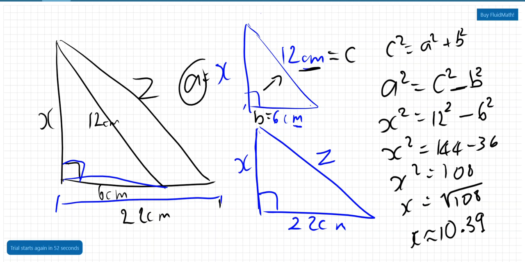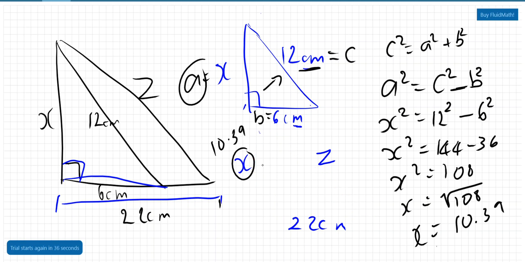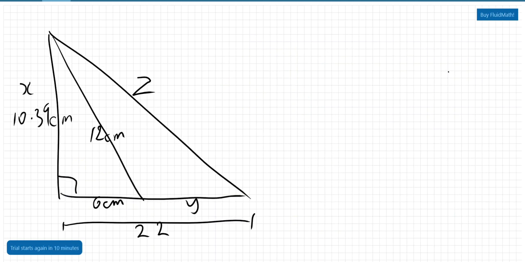And now that we have the x value, x over here is now 10.39. So x is 10.39 centimeters. I now have my value for x. Okay, so now I know what x is. X is 10.39. Can I work out what z is now? So try that. So let's work out z next.